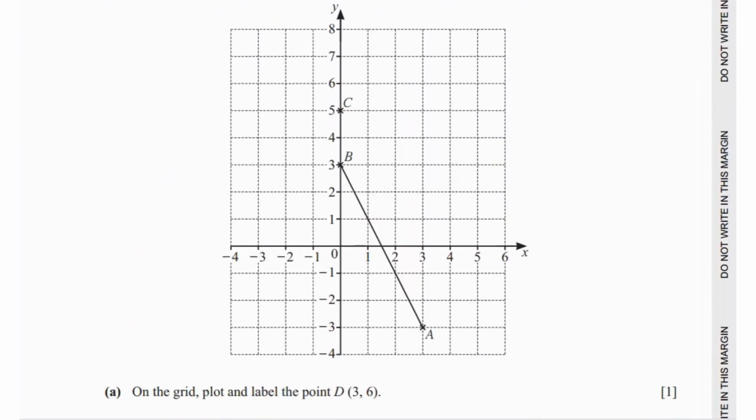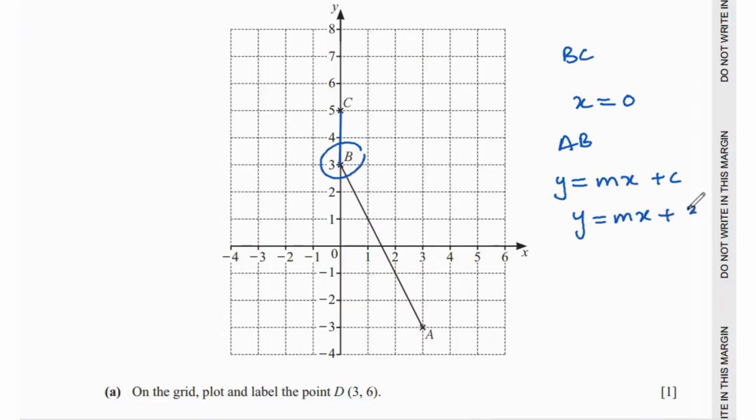So BC is this line. So that's passing through the y-axis. So that means x equals 0 is for BC. Then for AB, the y-intercept is at 3. So if you use the slope-intercept form, y equals mx plus c, c is 3 because c represents the y-intercept.